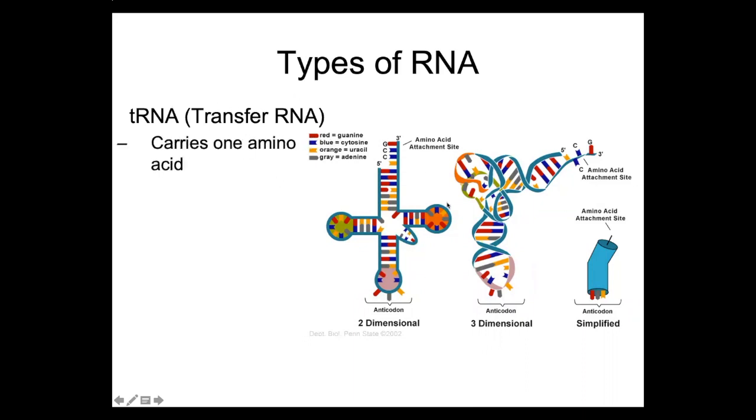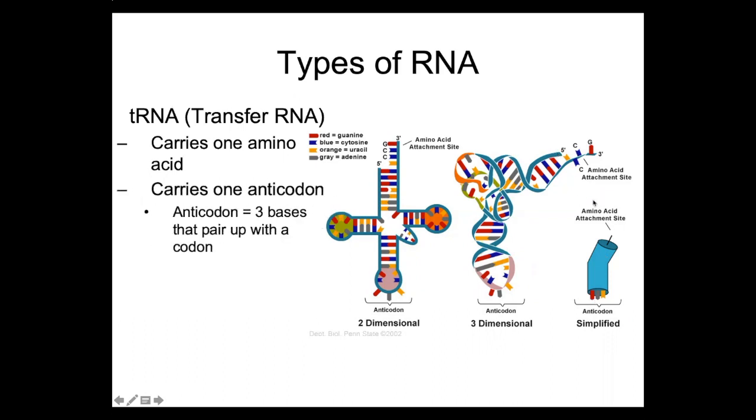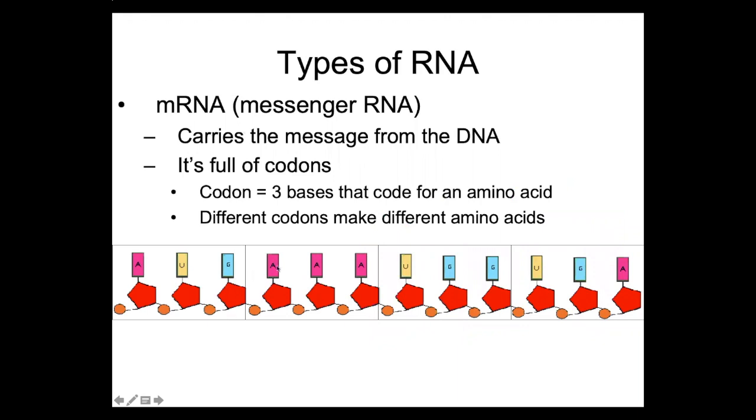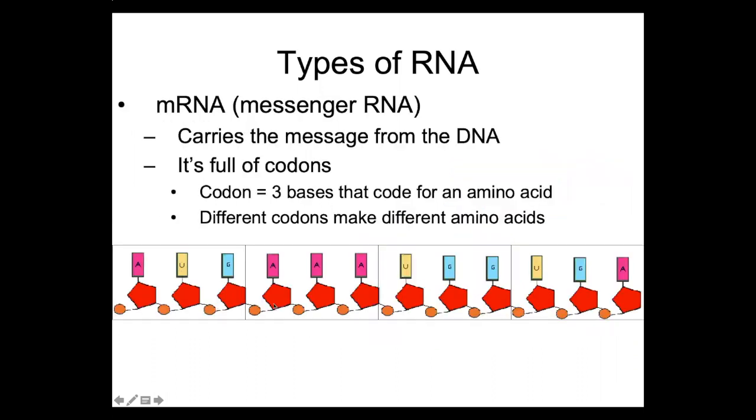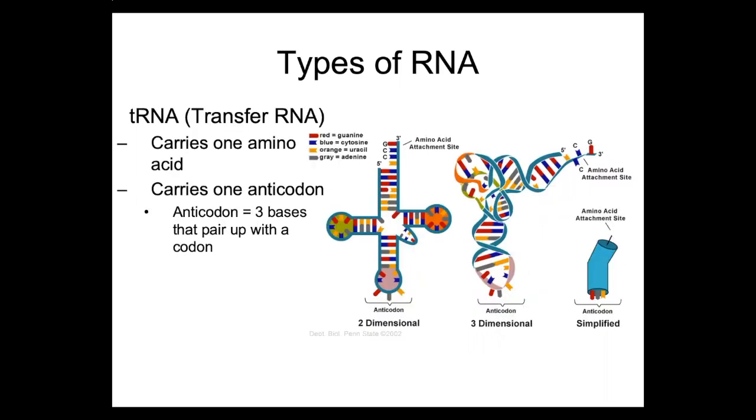tRNA, this is your 2-dimensional picture, this is your 3-dimensional picture, and here's the picture that most textbooks use because they are lazy. What's important is it carries 1 amino acid on top, not drawn, but it is here, and it has an anticodon. mRNA has a codon, so what pairs with it? The anticodon. 3 bases here that pair up with the 3 bases here. So if that's AAA, this will be UUU.